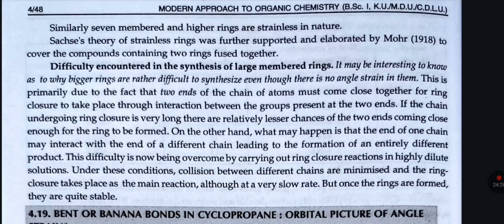On the other hand, what may happen is that the end of one chain may interact with the end of a different chain, leading to the formation of an entirely different product. This difficulty is now being overcome by carrying out ring closure reactions in highly dilute solution. Under these conditions, collisions between different chains are minimized and ring closure takes place as the main reaction, although at a very slow rate. But once the rings are formed, they are quite stable.